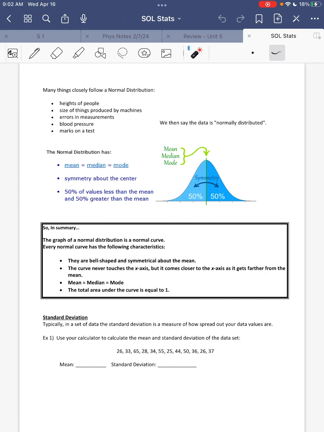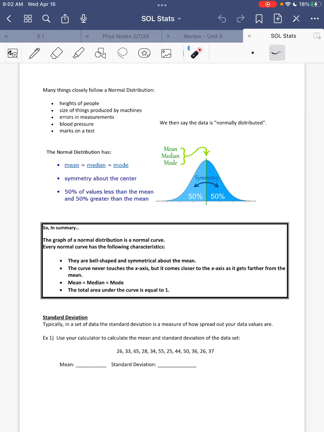And so with a normal distribution, the mean, the median, and the mode are all supposed to be the same number. So remember, the mean is when you add up all the numbers and you divide by how many there are. The median is when you put the numbers in order and find the middle. And the mode is the number that occurs the most. And so when you have a normal distribution, those are supposed to be the same numbers. And then half of your data is below the middle and half of it is above. So those are some important things about this.